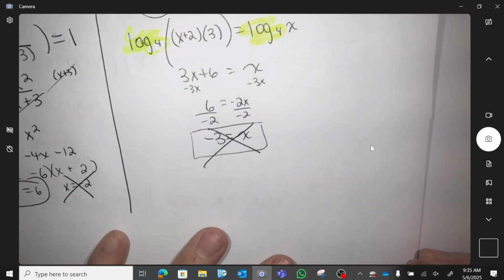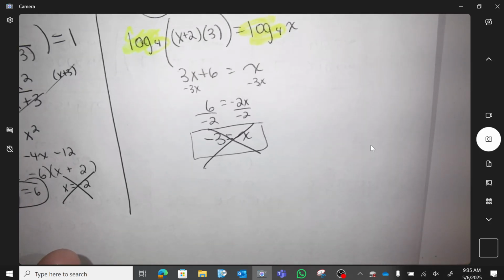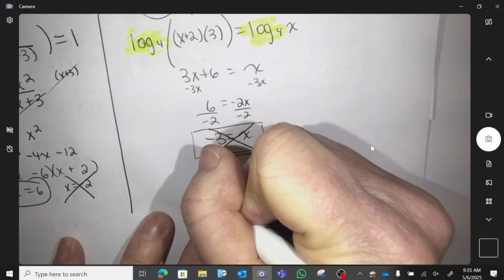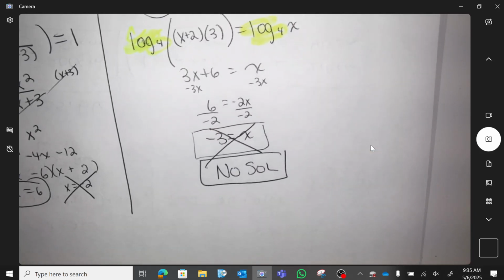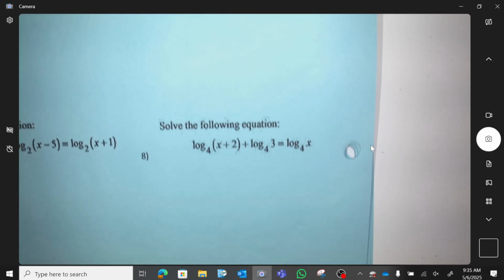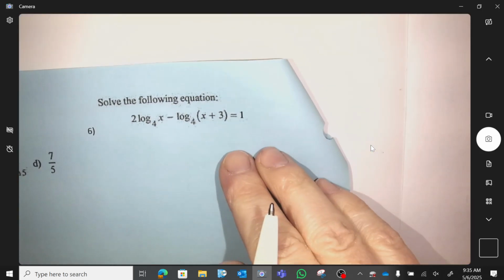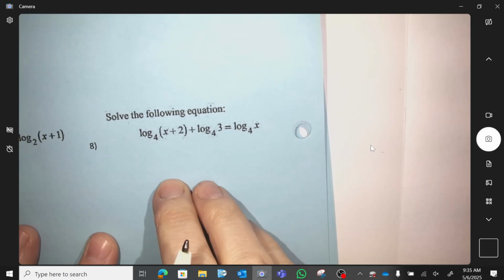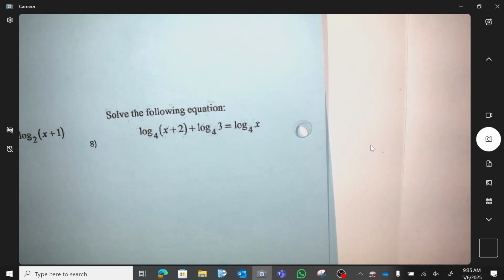Okay. I can't just leave it like that now. No solution. I have to write that now. Okay? So if you didn't write that, I'd have to take off a half a point because you have to make that conclusion now. Okay, so those were the two types of log. Glue it, exponential it. This one was glue it and use the equality on both side rule.